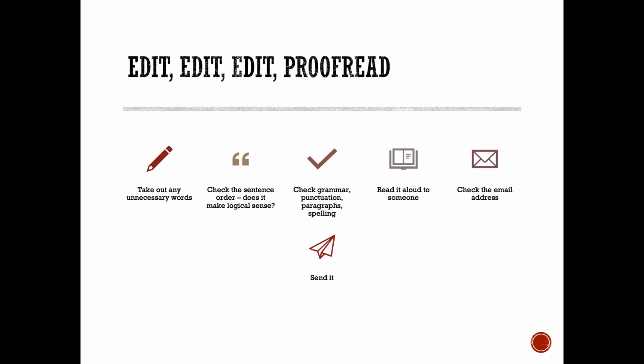Read it aloud to someone. Often reading it aloud, because it's a different process for your brain, will help you to pick up where you've got errors or gaps. And then finally, check the email address. And remember, you need to address it to the person that you're sending it to.